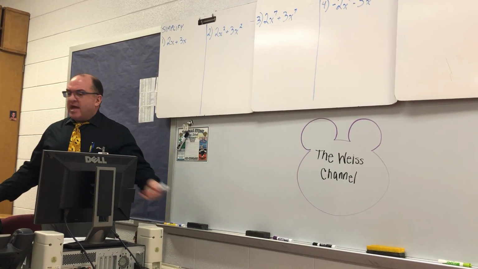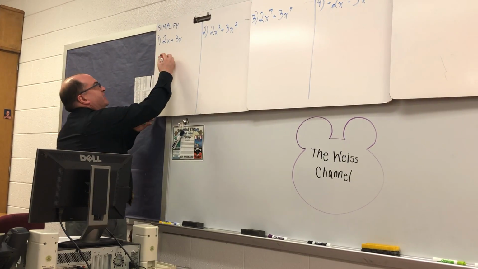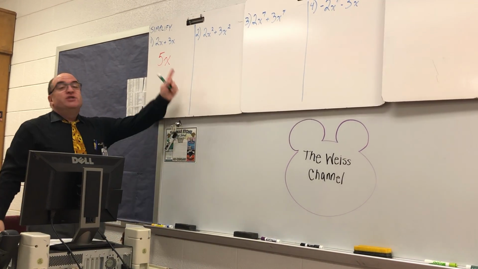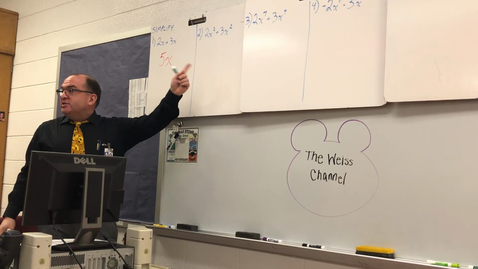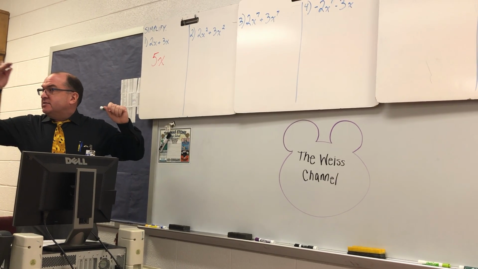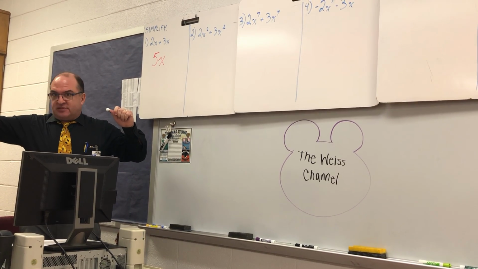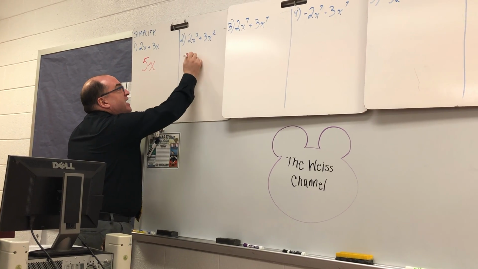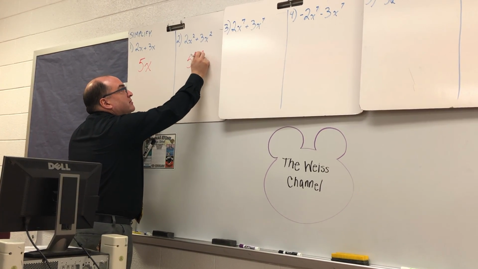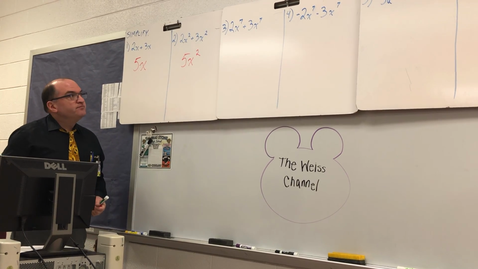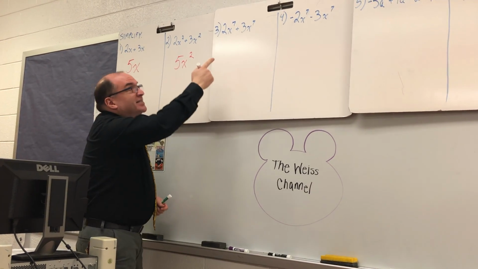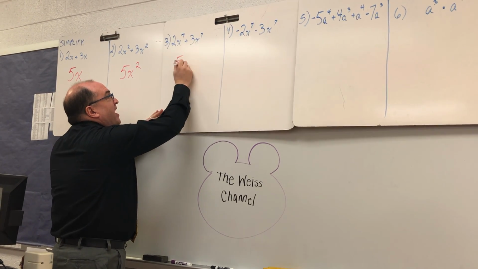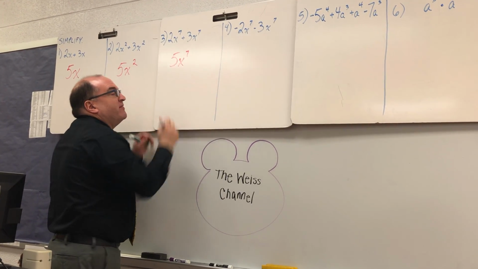2x plus 3x is 5x, yes? No problem there. 2x to the second plus 3x to the second is 5x squared. 5x squared, 5x to the second, right? We don't change the exponent, right? No problem there? 2x to the 7th plus 3x to the 7th is 5x to the 7th, right?